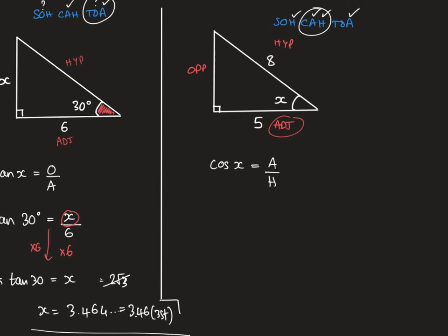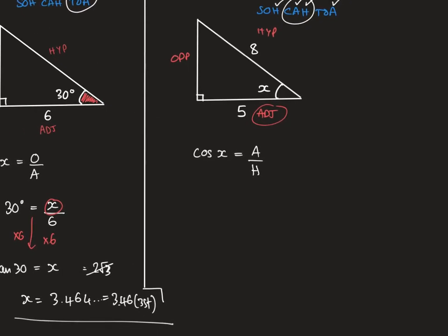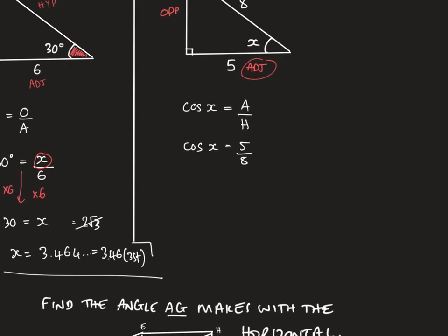But how do we do it when we don't know the angle? Well, we simply fill in the values. Cos of the angle, which we don't know, cos x, is adjacent, which is 5, over our hypotenuse, which is 8. Now, we just need to solve this. How do we do that?